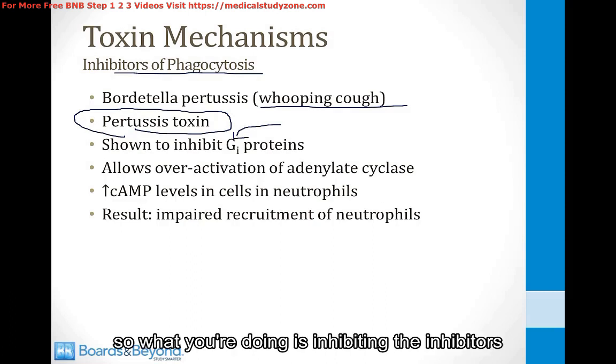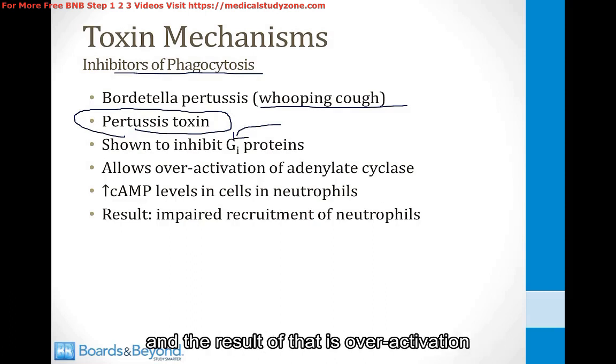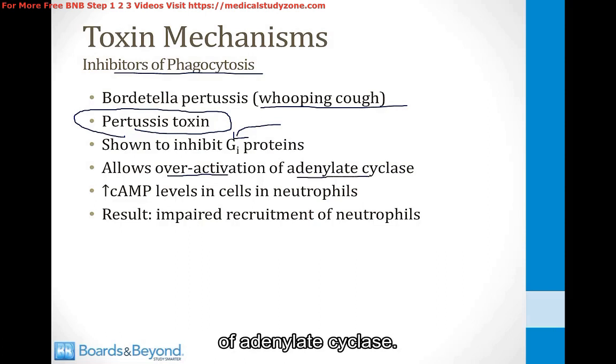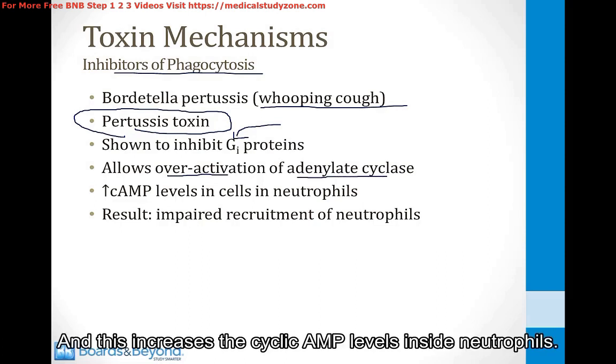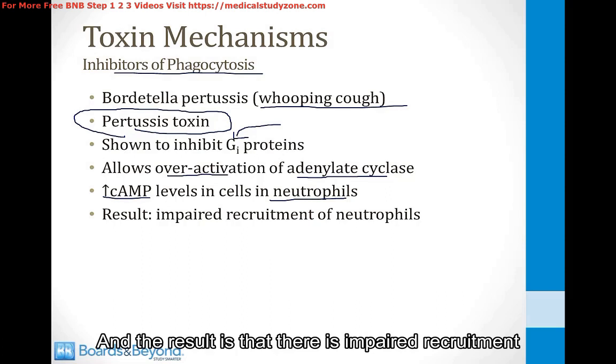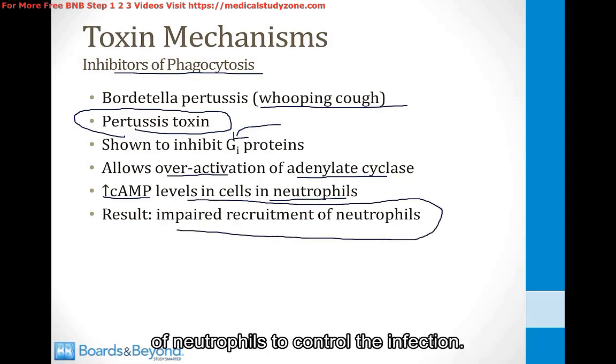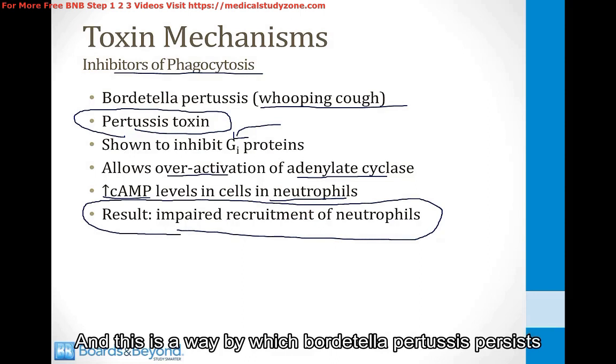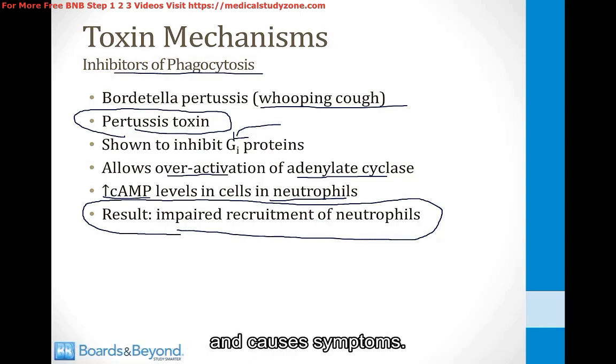So what you're doing is inhibiting the inhibitors, and the result of that is overactivation of adenylate cyclase, and this increases the cyclic AMP levels inside neutrophils. And the result is that there is impaired recruitment of neutrophils to control the infection, and this is a way by which Bordetella pertussis persists and causes symptoms.